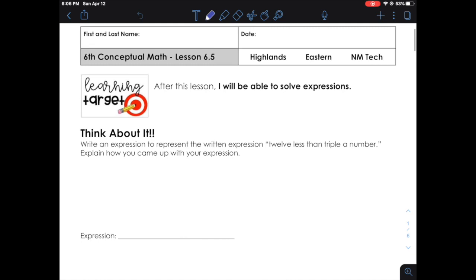Your learning target is I will be able to solve expressions. Here, think about it. It says write an expression to represent the written expression 12 less than triple a number. Explain how you came up with your expression. Go ahead and pause the video and work through your think about it, and then we'll come back together.